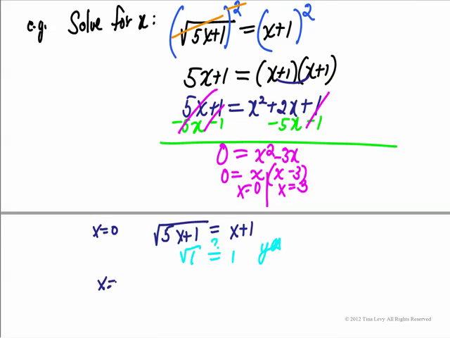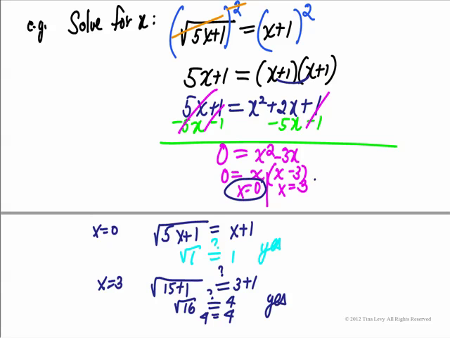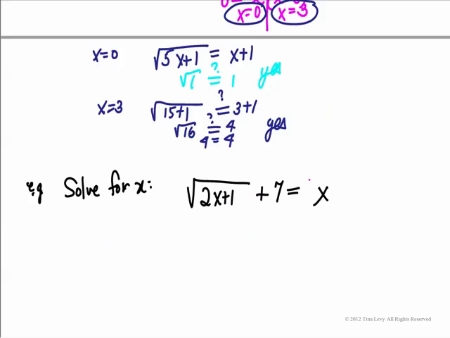Now we check x being 3. We get square root of 5 times 3, 15 plus 1. And the question is that the same as 3 plus 1? Radical 16, is it 4? And the answer is yes, 4 equals 4. So we know that from our original radical equation had two solutions.